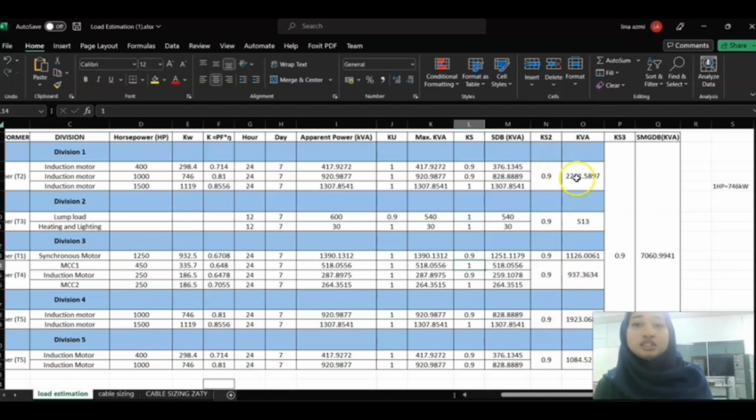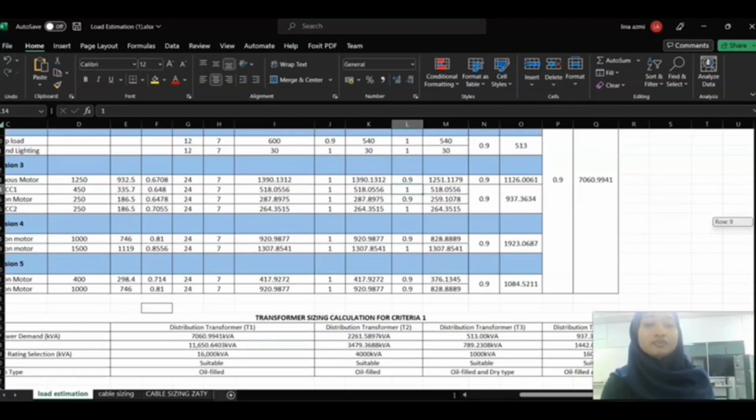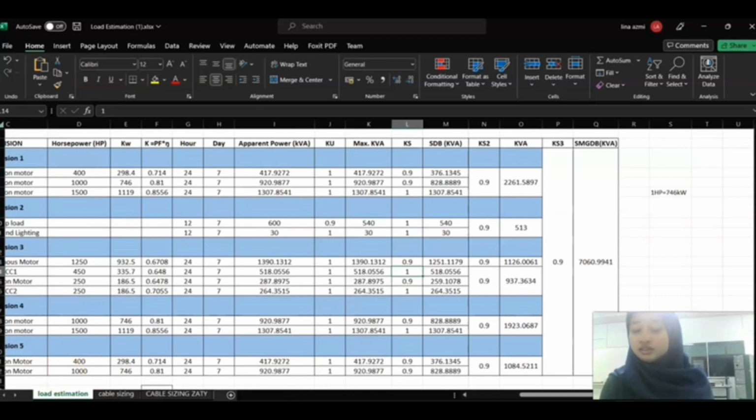And next, for the diversity factor KS3, we consider that the suitable value is 0.9, and we multiply the subplant distribution board by the KS3, and we will get the submain general distribution board in kVA. So here we got the value of 7068.99 kVA. That's all from me.